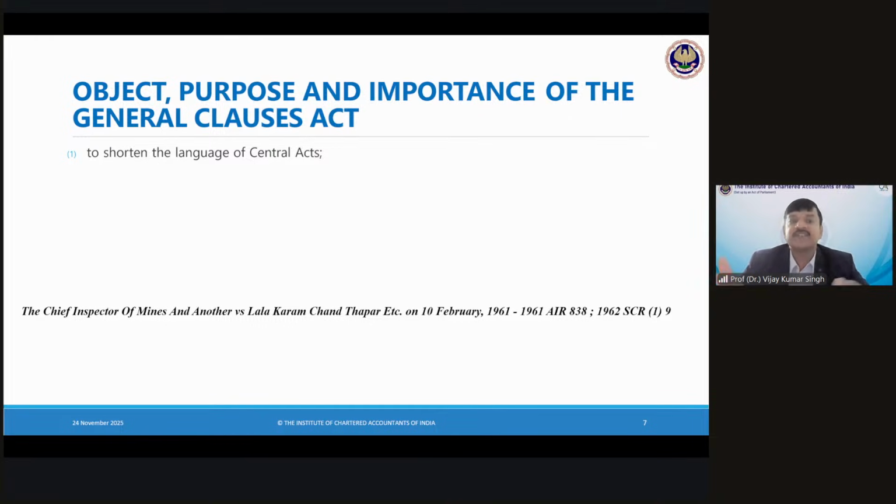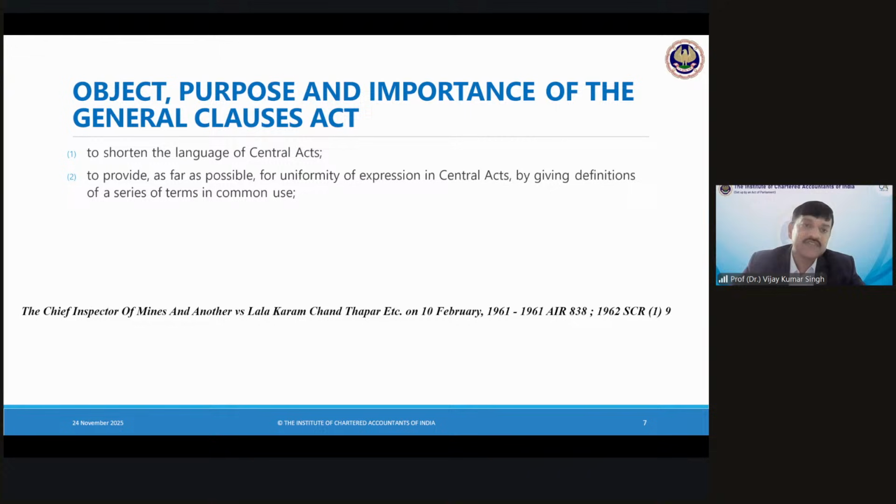So it shortens the central acts. This is one of the purposes of General Clauses Act. Second important purpose of General Clauses Act is to provide, as far as possible, for uniformity of expression in central acts by giving definition of a series of terms in common use. So say, for example, affidavit is defined in General Clauses Act. So affidavit, wherever used in central legislation, will mean the same thing if General Clauses Act provides that.